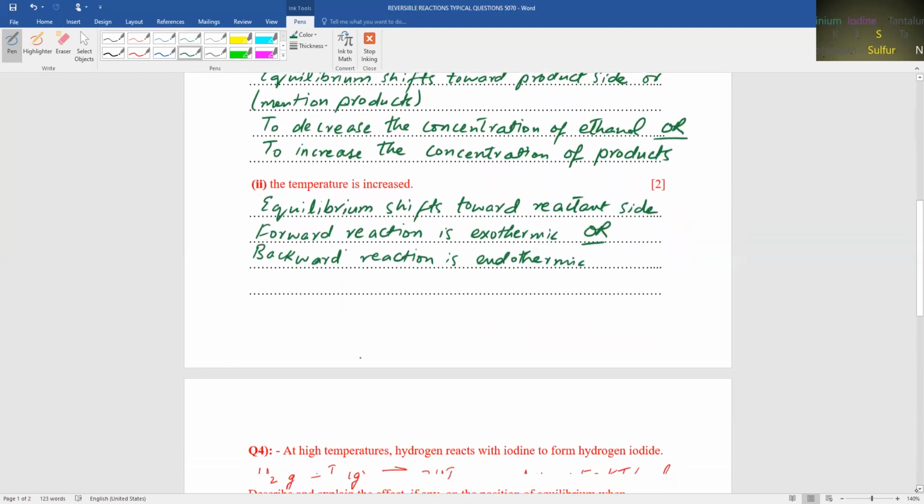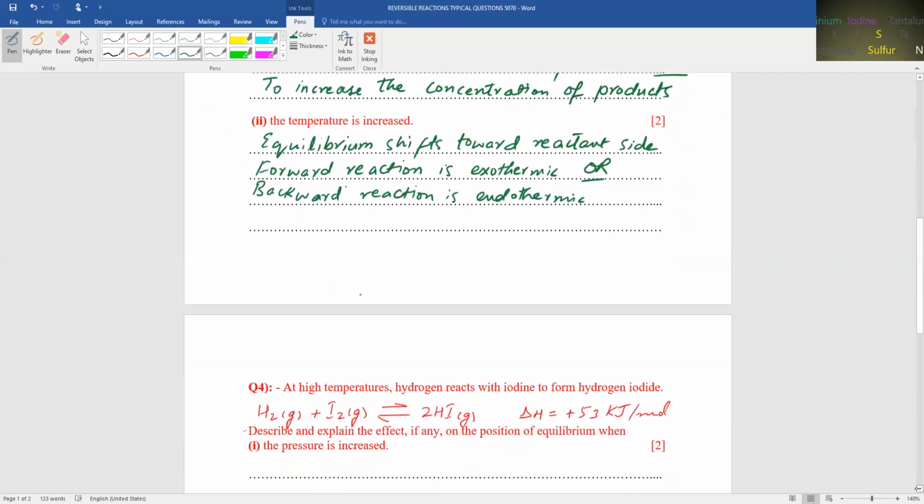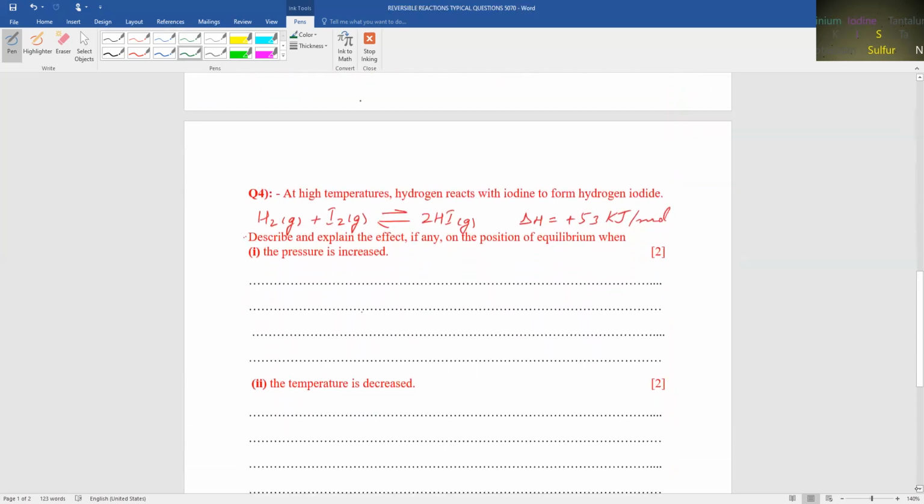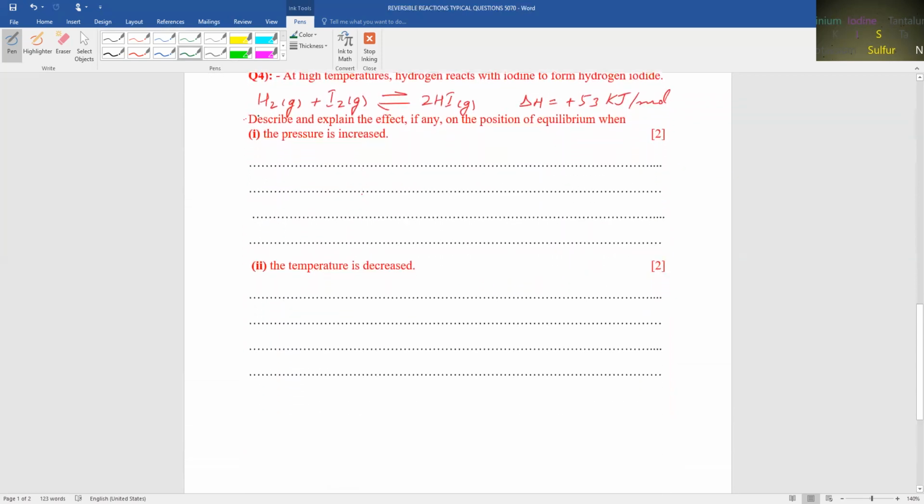Now here's one more question. At high temperature, hydrogen reacts with iodine to form hydrogen iodide. This is a reaction which is taking place between hydrogen and iodine. The product is hydrogen iodide, HI. You see the reaction is endothermic. So already mentioned in the question at high temperature. Is the sign of the delta H? It's endothermic. So backward reaction automatically becomes exothermic.